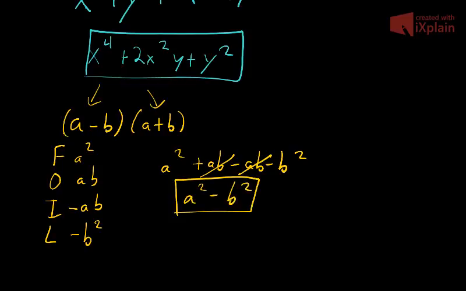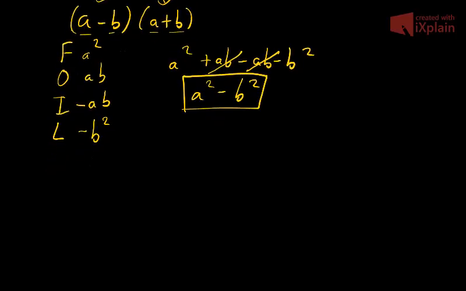So what this tells me is anytime I have a sum and a difference, I can take the one that's positive both times and square it, and then subtract the one that is positive once and negative once, square that, and then I have my final answer. So a minus b times a plus b is a squared minus b squared. Let's look at a couple examples again.